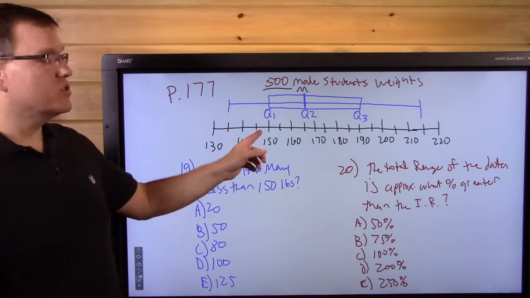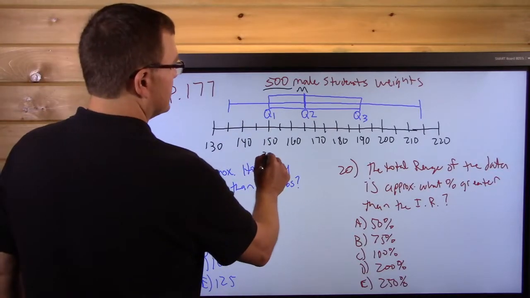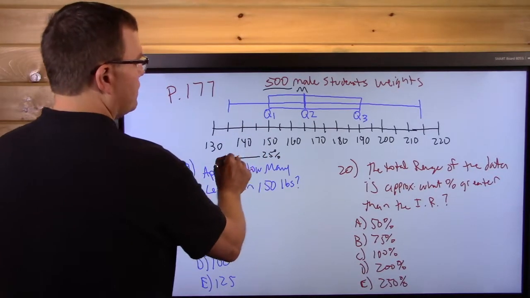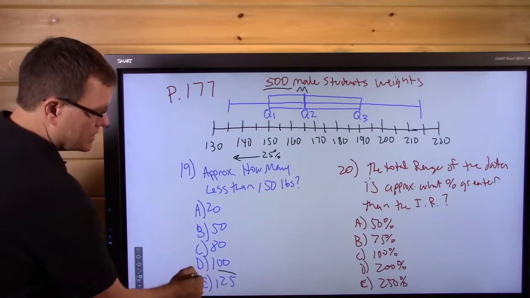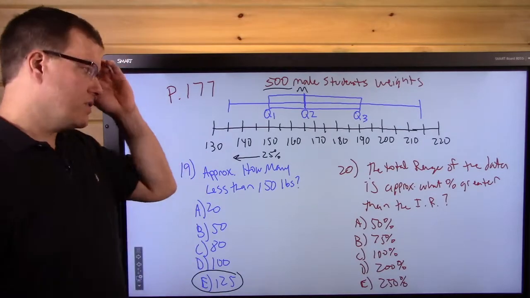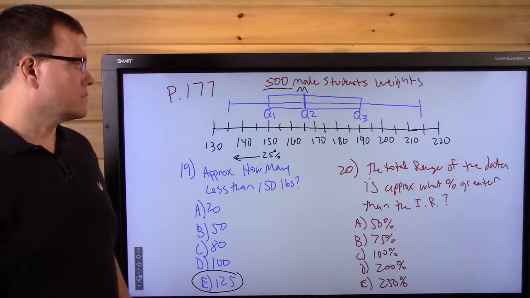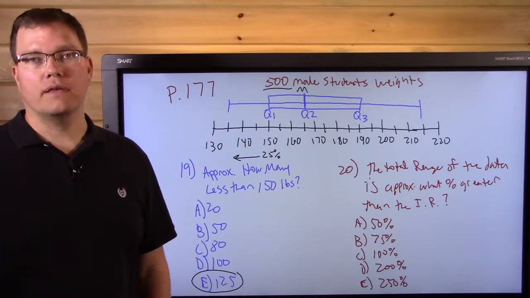Well, you can see that the 150 is at quartile 1, which is the 25th percentile. So 25% of people are below that. So 25% of 500 is simply 125. So 19 is going to be E. The answer is going to be 125. Okay, you see that? Now let's look at 20.